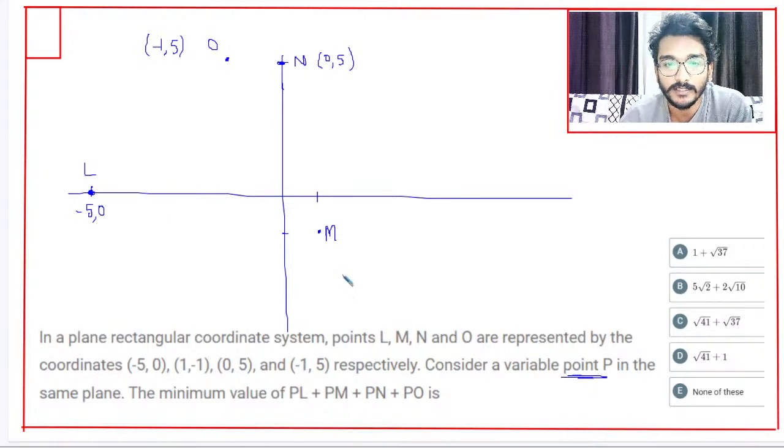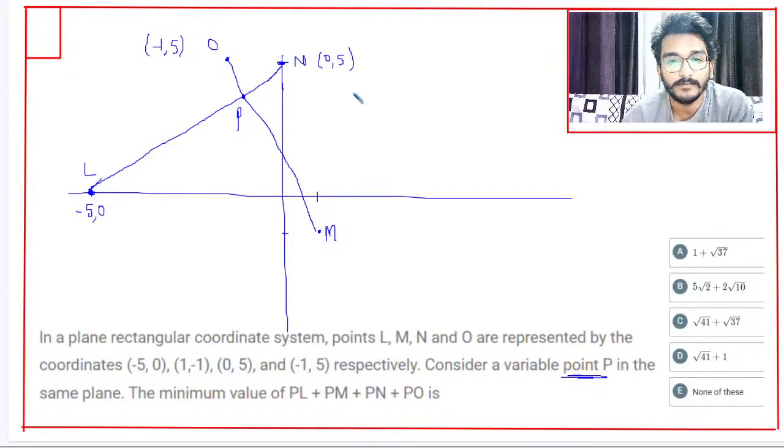you have to place this point P on the intersection line. For example, if I have connected these two, then this will be the intersection. It would be the maximum value. So you have to connect something like this. There it is P. And the sum of all the values is PL plus PM plus PN plus PO.